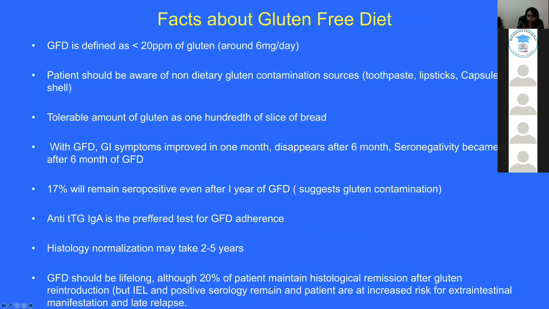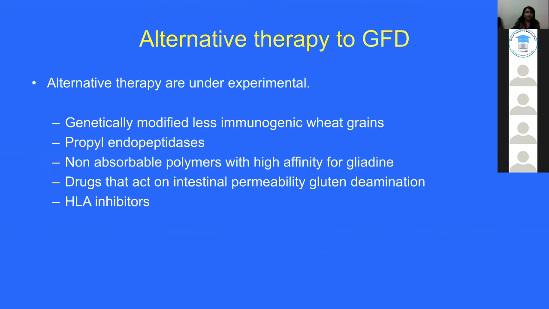Although 20% of patients, once they achieve remission, if they restart gluten, can maintain their histological remission after gluten reintroduction, when we do biopsies and serology in these cases, intraepithelial lymphocytes and the positive serology can remain positive. And these patients are at increased risk of extra-intestinal manifestations and later relapse. So a lifelong gluten-free diet is the treatment for patients with celiac disease.